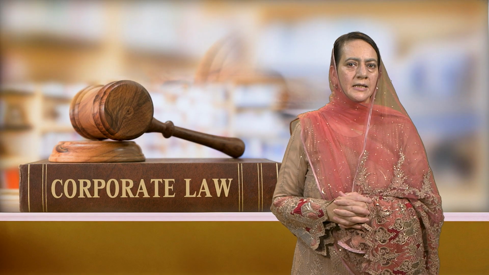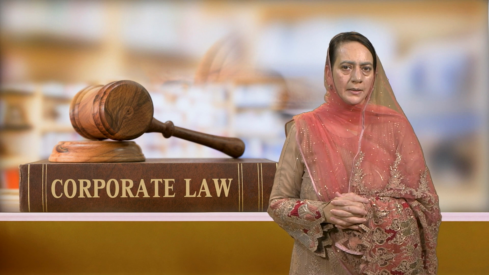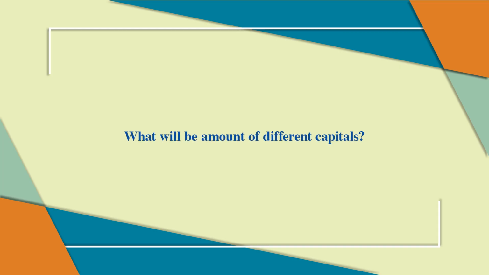Let us now try to understand this with the help of an example. A company was incorporated with a capital of 9 lakh rupees. This was divided into 90,000 equity shares of rupees 10 each. It issued 70,000 shares to the public. In the first case, 50,000 shares were taken by the public. In the second case, 70,000 shares were taken by the public. Now, the question is, what will be the amount of different capitals?